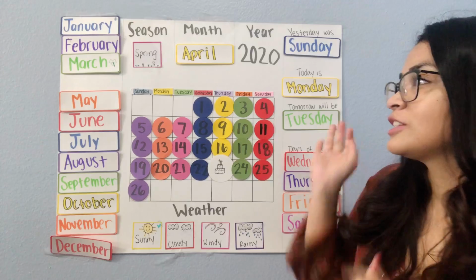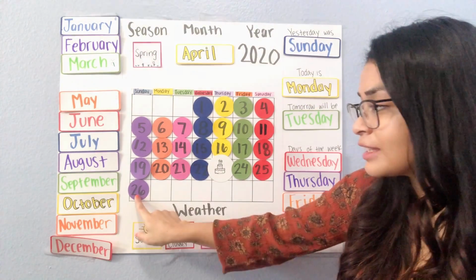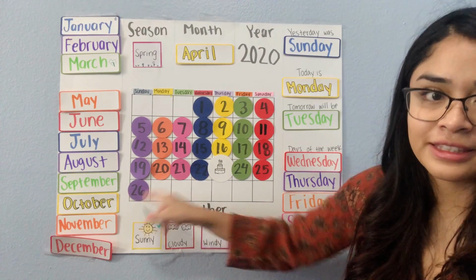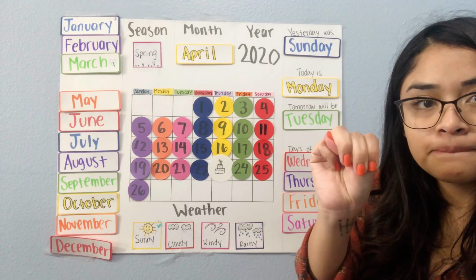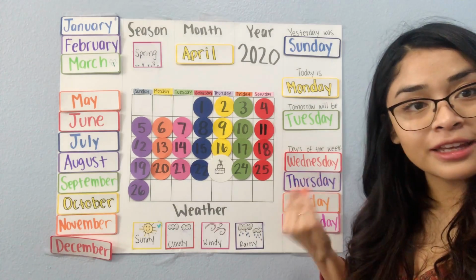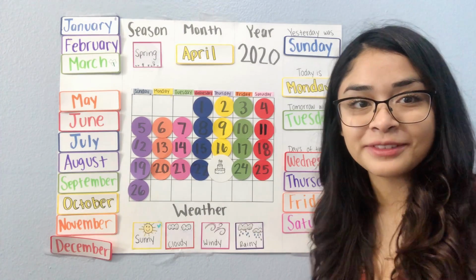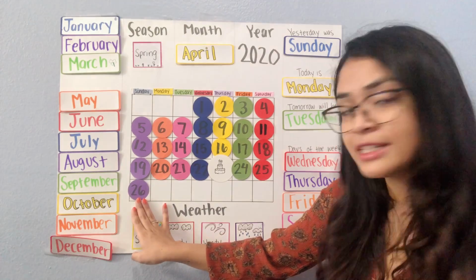All right, friends. So as we just sang, yesterday was Sunday, Sunday the 26th. Meaning today will be Monday. And tomorrow will be Tuesday because Tuesday comes after Monday. Awesome. So yesterday was the 26th.